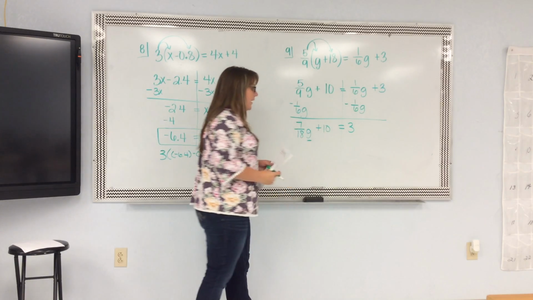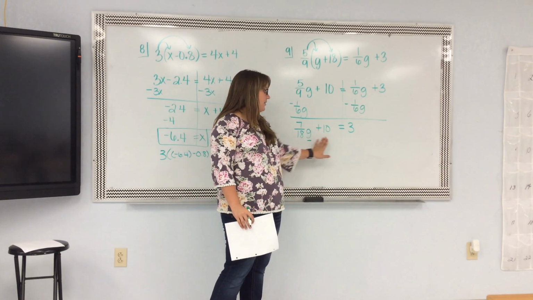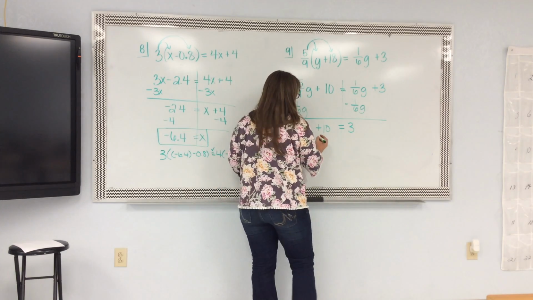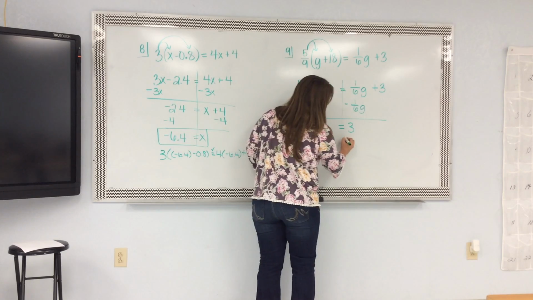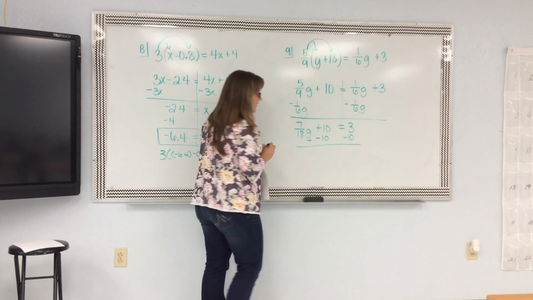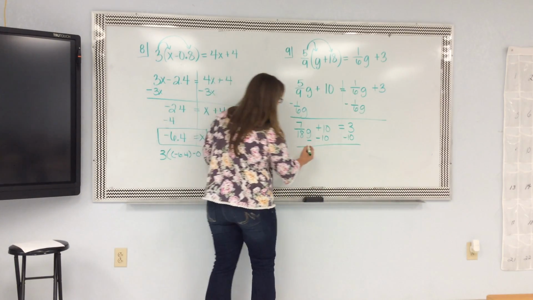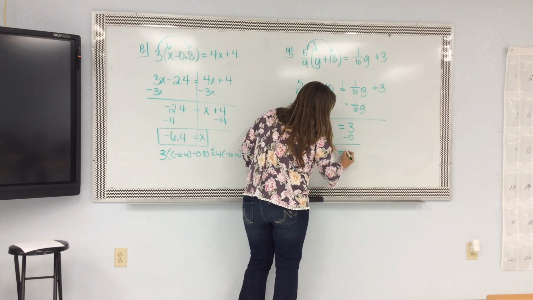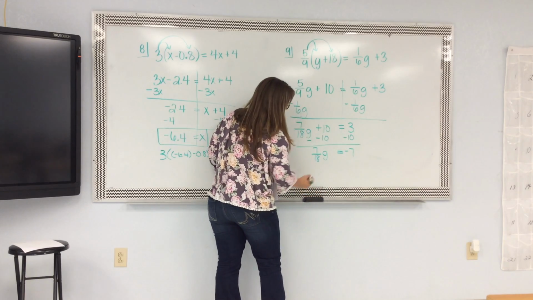I want to get this g by itself, so I need to get rid of the 7/18, and I need to get rid of the plus 10. I'm going to get rid of the plus 10 first, because that 7/18 is attached there to my g. So I'm going to subtract away 10. If I do it to one side, I have to do it to the other. 7/18g is equal to negative 7.